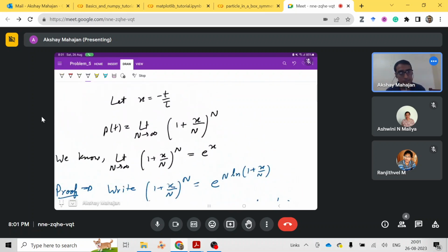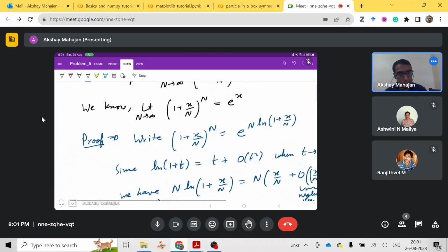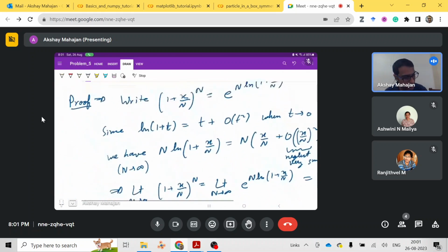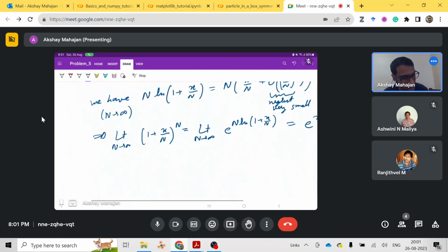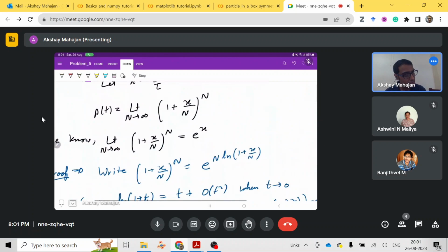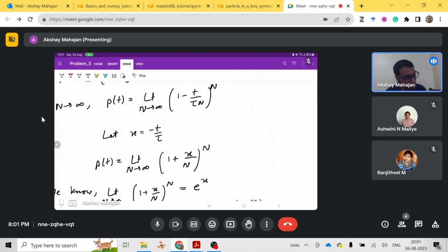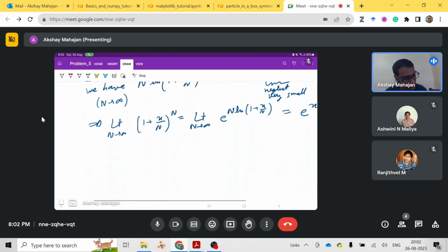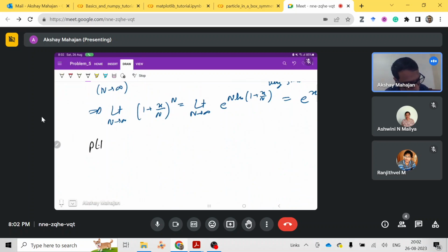Alright, I hope this is clear. If you have any doubt, then you can just stop me and ask. Alright, so now we know this limit, so now we are very close. So now we know this probability is just this limit.